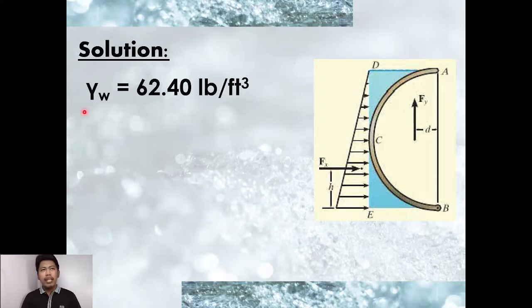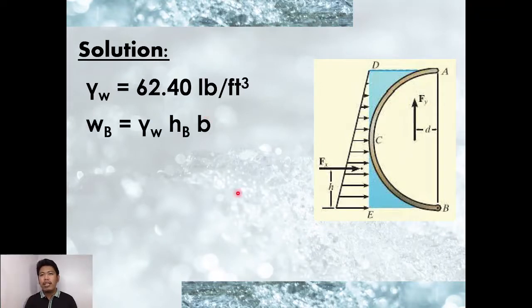Bago yun, let's take yung gamma ng water since hindi binigay. Palagi natin, just like yung mga usual na values na given na, just like yung 9.81 para sa g, at kapag rho, 1,000 kg per cubic meter. Pero this time, since hindi binanggit yung gamma ng water, gamitin natin yung 62.4 pounds per cubic foot. Para ma-compute natin itong WB.